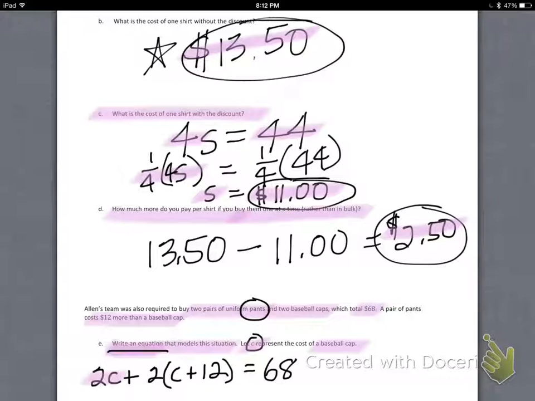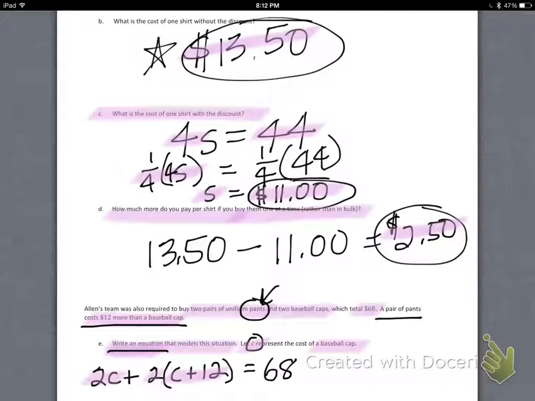Now, each of the pants, because a pair of pants costs $12 more than a baseball cap, that can be represented as C plus 12, because you have the cap plus another $12 equals the cost of a pair of pants. So if you did that and you saw that, congratulations. If you didn't, don't worry. This is just the beginning of many more of these.